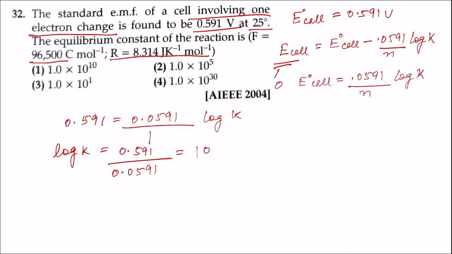Now to find the value of K, K is equal to antilog 10, which is equal to 10 to the power 10. So this is the value of the equilibrium constant. 10 to the power 10 can also be written as 1.0 into 10 to the power 10. So the correct option is option 1.